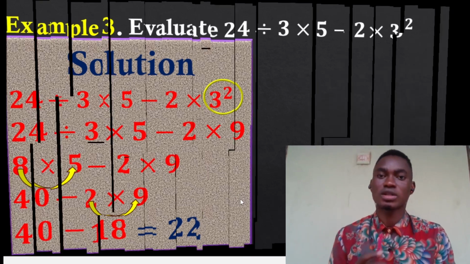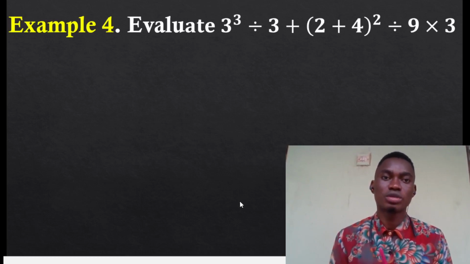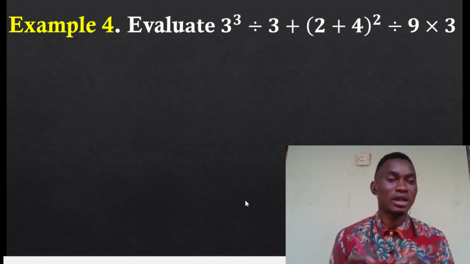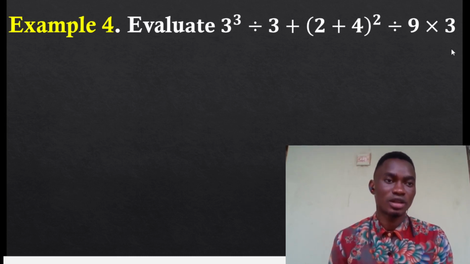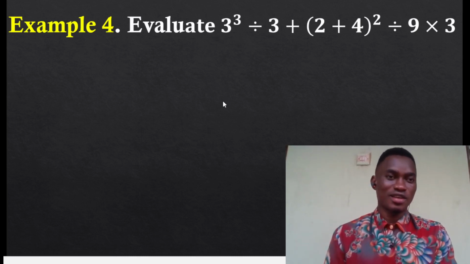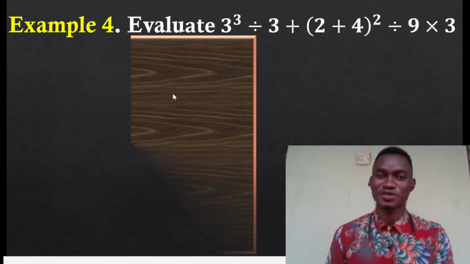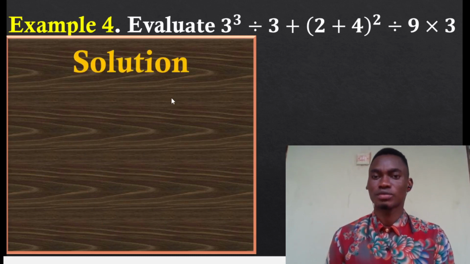Alright? Okay, let's look at the fourth example for today. Example 4. Evaluate 3 cubed divided by 3 plus 2 plus 4 all in bracket raised to the power of 2, divided by 9 times 3. Alright, it's a long one. We're going to solve it. It's a bit long, but we can solve it. It's not so difficult. Alright, let's look at the solution.